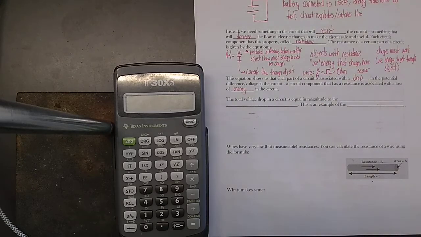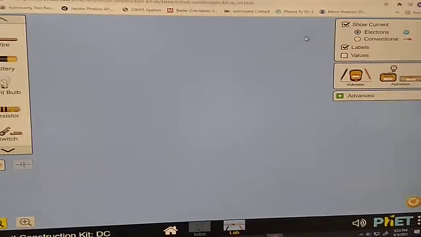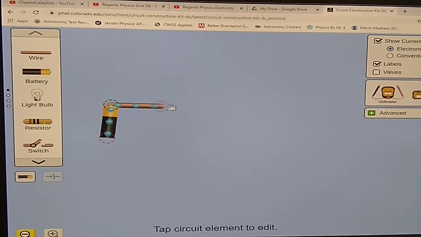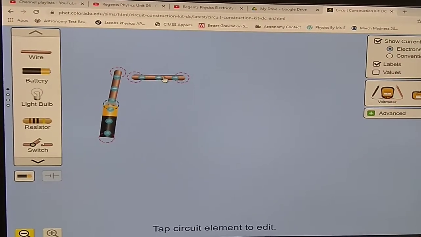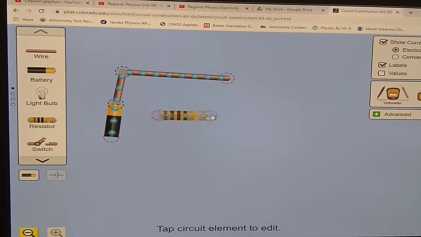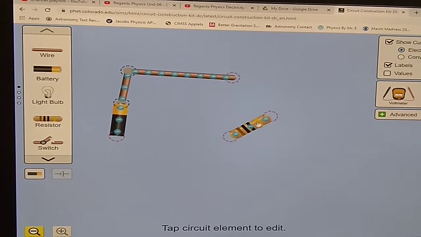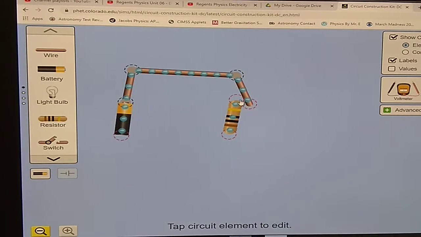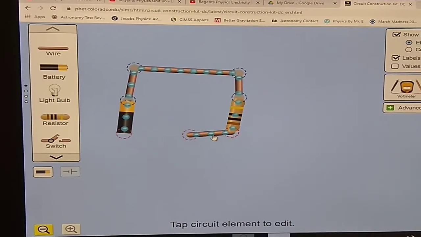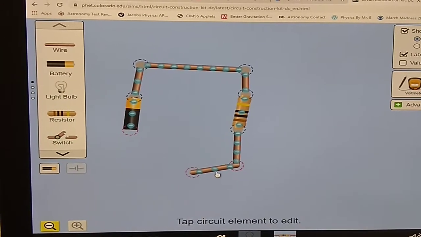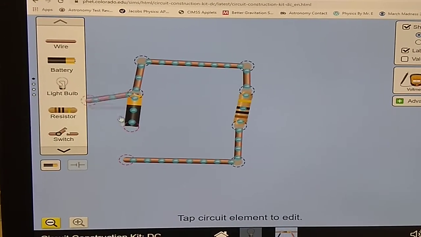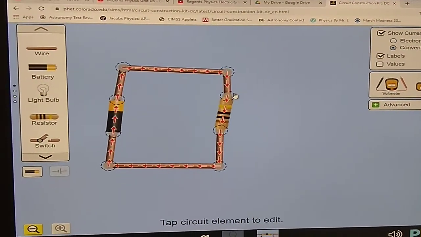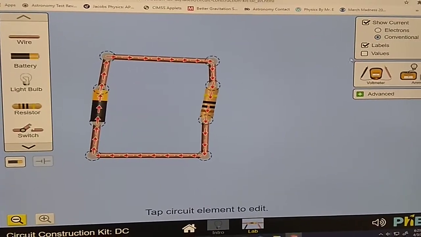We can see that if we go back to the simulation and we wire up a little circuit here. So we're going to do battery. Okay, wires. We're just going to connect this to a resistor. And there we go. Okay, so we have charges flowing. I'm going to do conventional current just because that's what we're most used to. I'm going to do values.